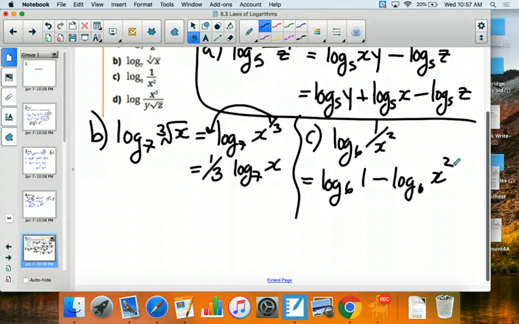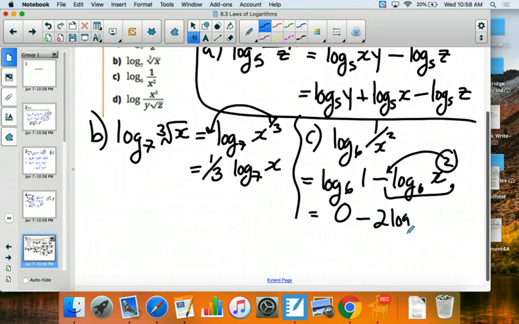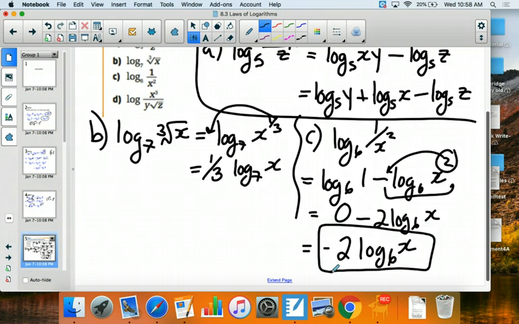Anything log 1 is going to be equal to what? 0. Because anything to the power of 0 is going to equal 1. Right? So this is an actual value that can be evaluated, and it's evaluated at 0. And then in this expression here, we can again apply that power law, and this 2 can come down and be a coefficient. So it's 0 minus 2 log x base 6. So ultimately this simplifies to negative 2 log x base 6. Right? And that would be your simplified expression for C.